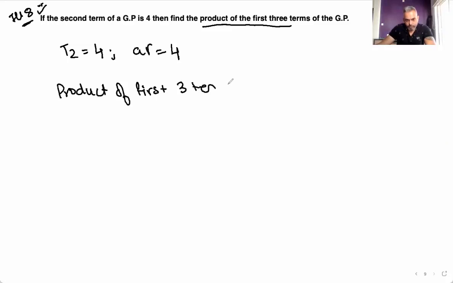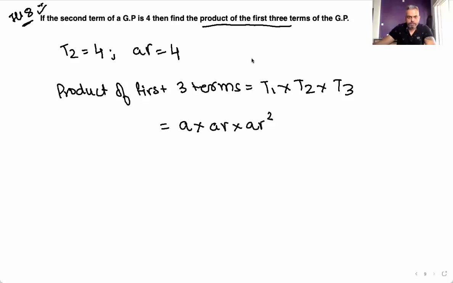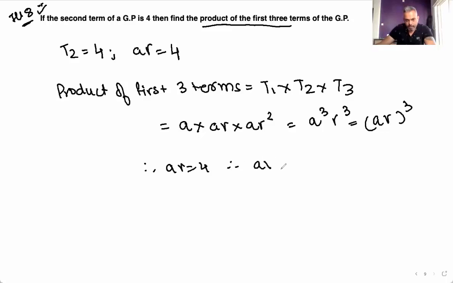three terms, which is equal to T1 into T2 into T3, which is A into AR into AR square, which is equal to A into A into A is A cube, R into R square is R cube, which is AR whole raised to 3. Therefore, AR is equal to 4. Therefore, AR whole raised to 3 is equal to 4 raised to 3, which is equal to 64. Answer.